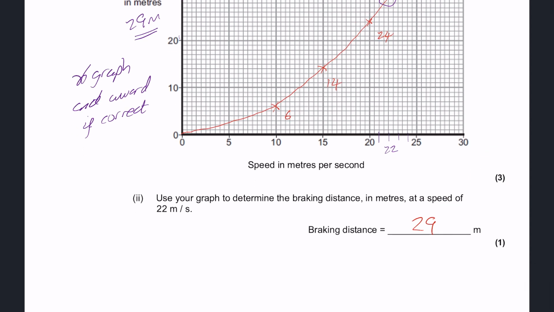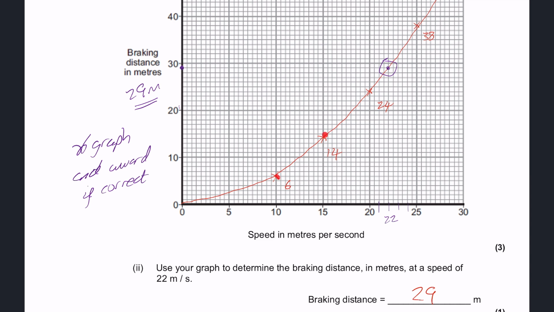And what we're looking for as examiners is where your points are, and we can usually give it to within half a square. So you've got to be pretty accurate. You've got to have a nice sharp pencil. And then we're looking for 1 mark for the line of best fit, and that will give you the 3 marks. And then it says, use your graph to determine the braking distance at a speed of 22.